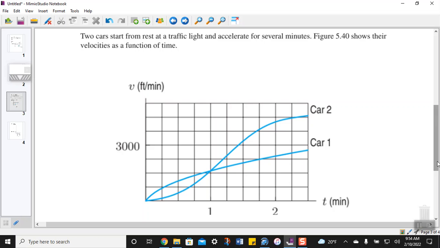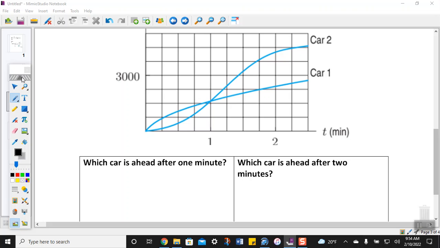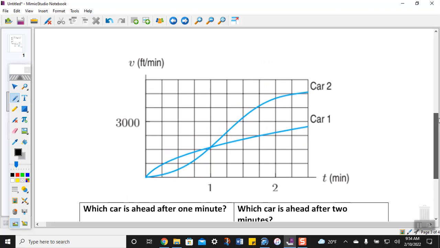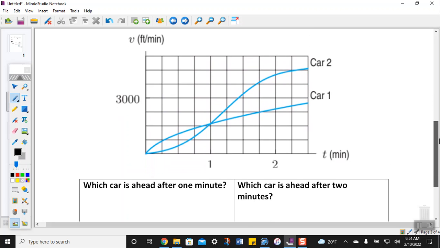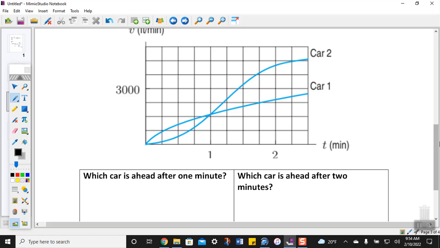Now, here's the situation, my friends. We have to answer some questions. Which car is ahead after 1 minute and why? Well, think about this, and I'm going to jot this down over here again. This velocity over here, what was it? Was it feet per minute that I had up there? Yep, feet per minute. I'm just going to make sure that we understand this is feet per minute.